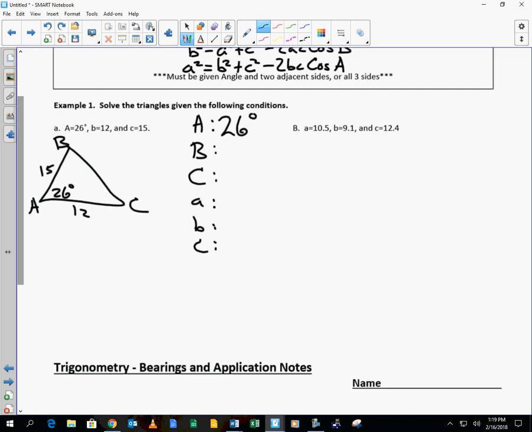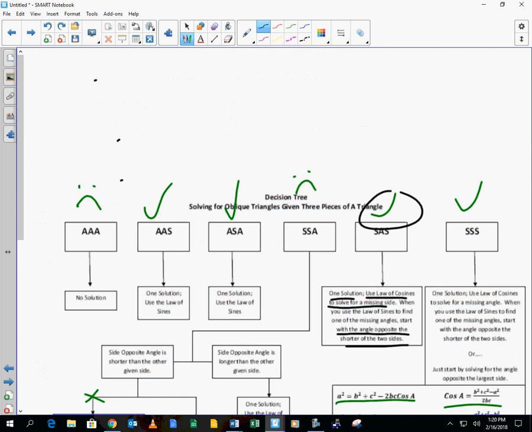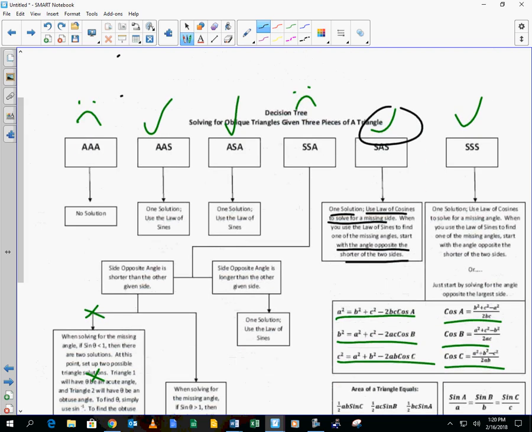What kind of triangle are you given? Side angle side. Why can't we just use the law of sines? You don't have an angle and its opposite side at all. If you don't have an angle and its opposite side, you can't use the law of sines. Our decision tree says that when you're given side angle side, use the law of cosines. There's one solution. So that's what we'll do. We'll set up the law of cosines.